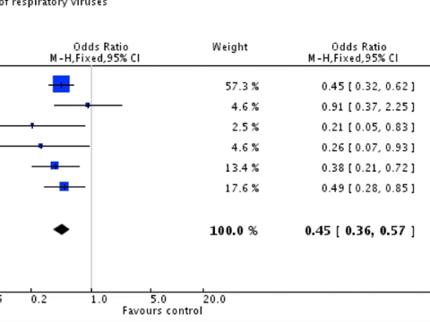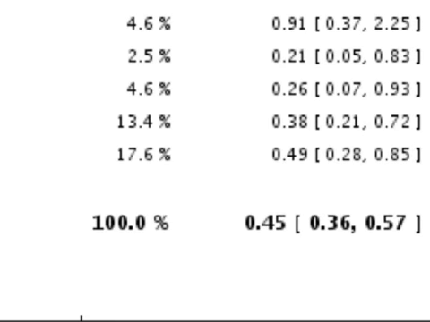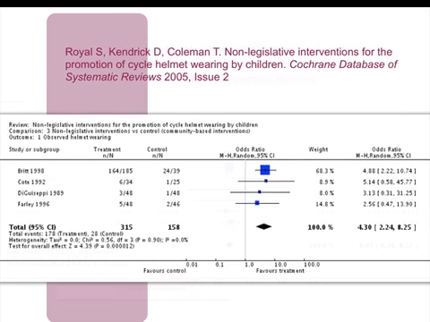So in this case, I can just give you the interpretation of what difference it makes if you wash your hands 10 times a day or more. The actual odds ratio is 0.45, so that means if you wash your hands more than 10 times a day, you can reduce the spread of respiratory viruses by one half, so a 50% reduction in the spread of respiratory viruses.